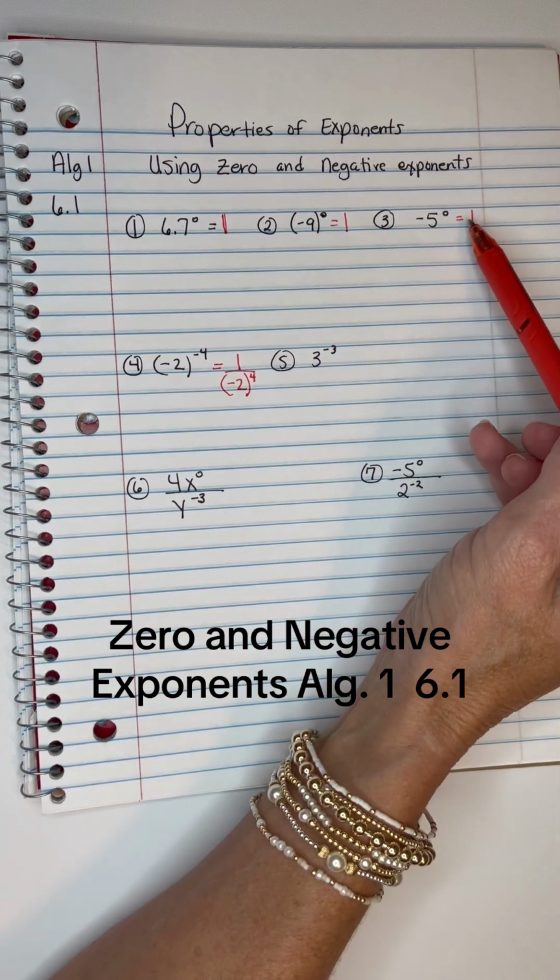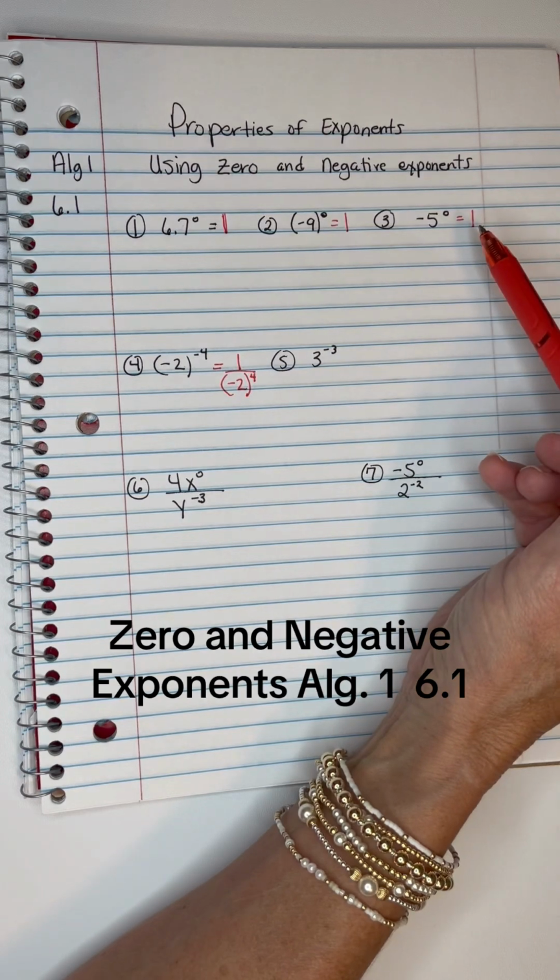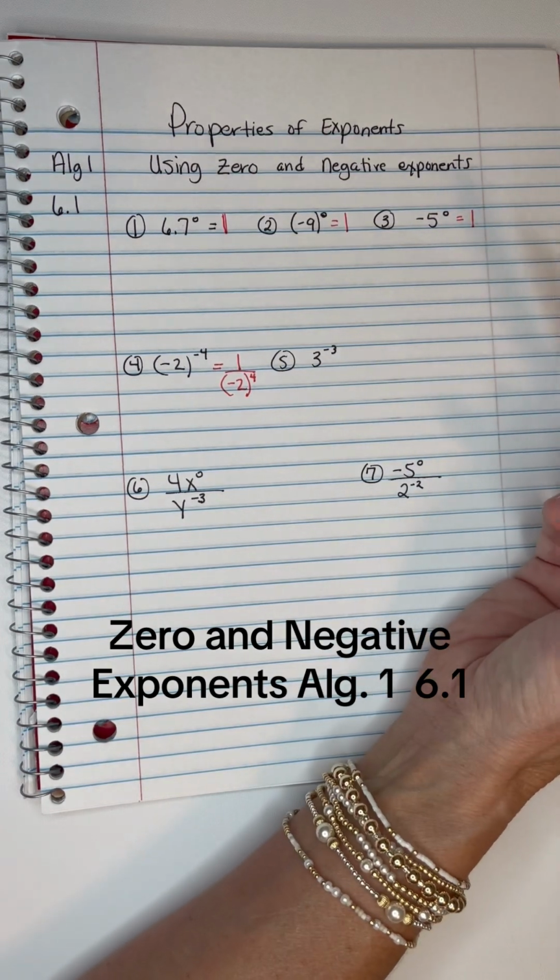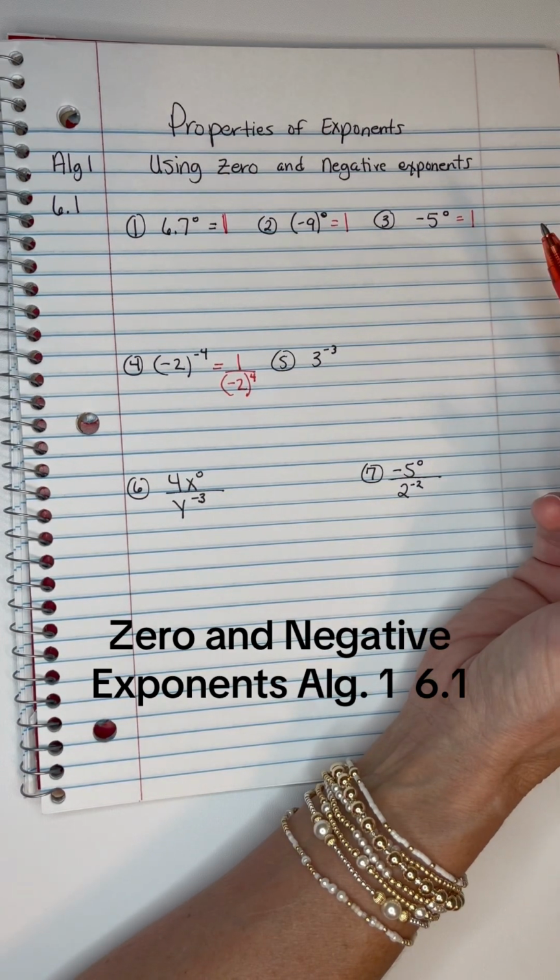And negative 5 raised to 0 is 1. It's always going to be 1. If it's 5 raised to the 0, it's 1. If it's 10 raised to the 0, it's 1.